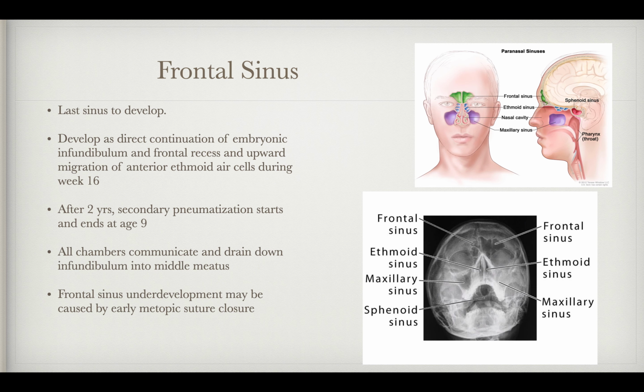So the frontal sinuses are the last sinuses to develop. They develop as a direct continuation of the embryonic infundibulum and the frontal recess, and it goes upwards. It migrates upwards of the anterior ethmoid air cells during the 16th week of development. And after 2 years, it starts to really show up, and secondary pneumatization starts around age 2, and it ends at age 9. So secondary pneumatization is quite long.